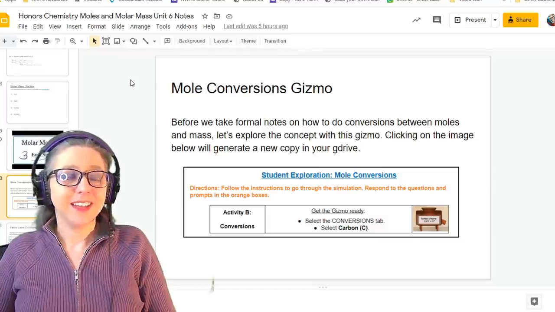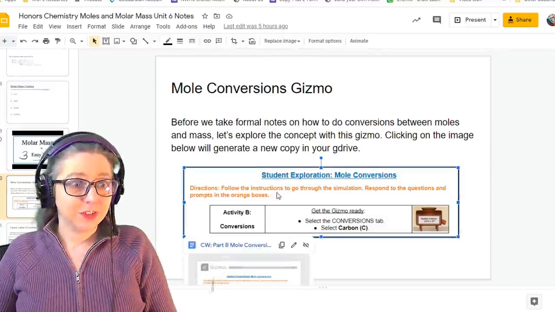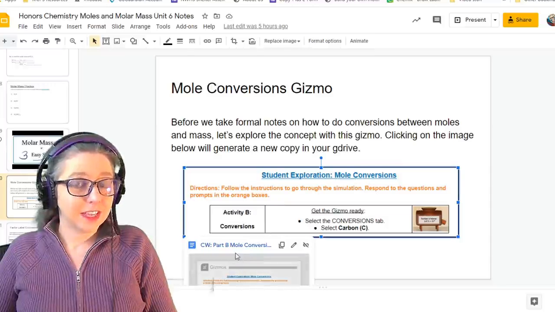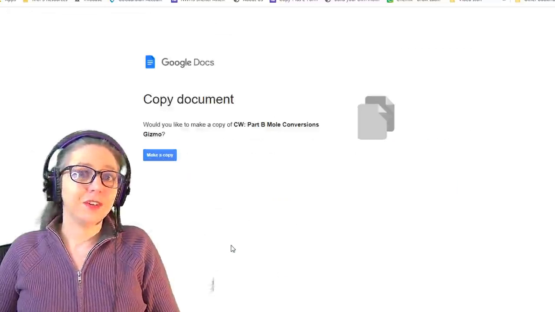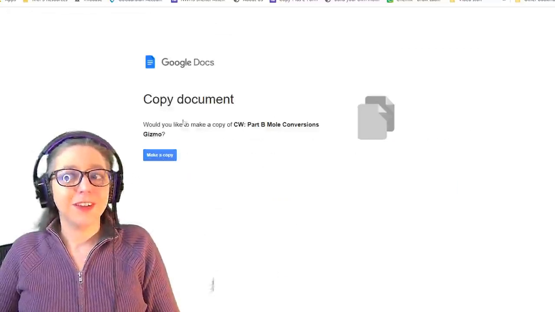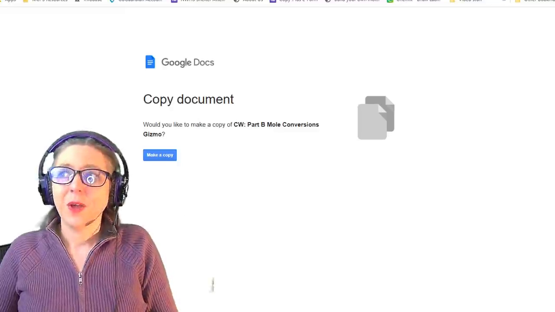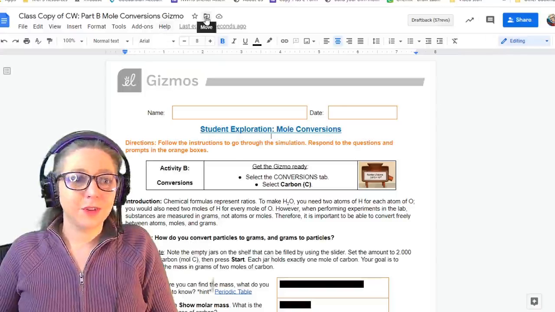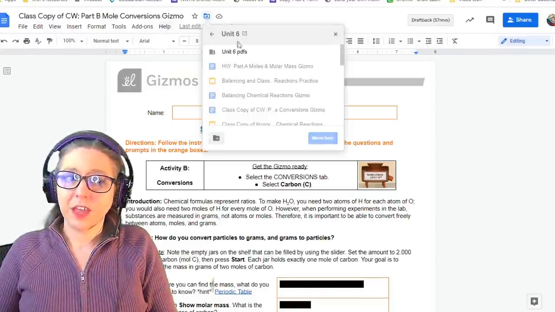On slide 10, I embedded a link to our classwork Gizmo. So go ahead and click on that image. You're going to see that there's a link embedded. Open that up. And hey, look, it's our old friend, the copy document page. So go ahead, make a copy of your document. Once that loads, as you always should do, go to the Move folder and put this into your chemistry folder.